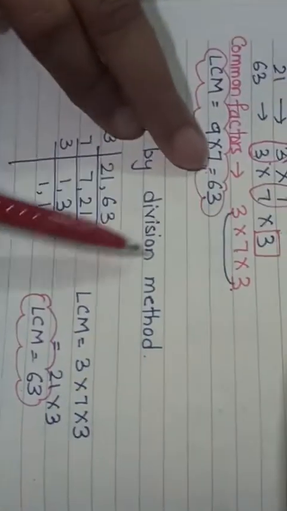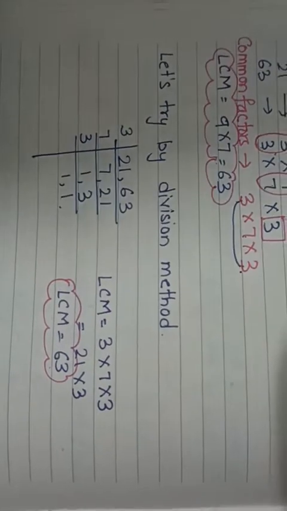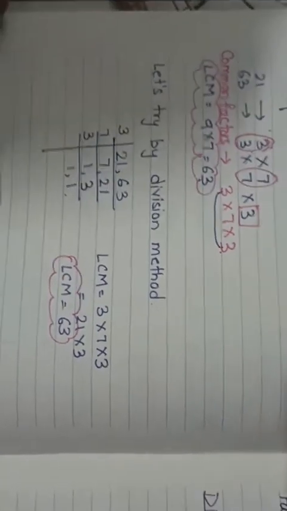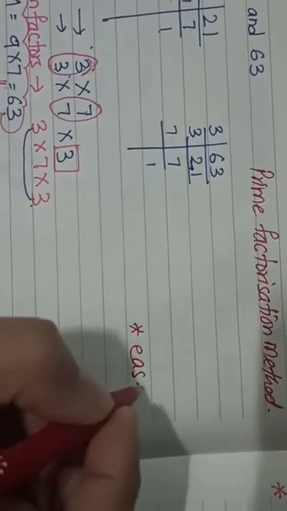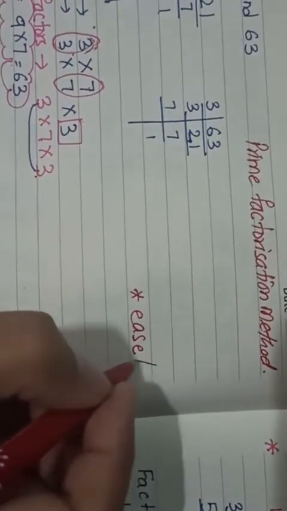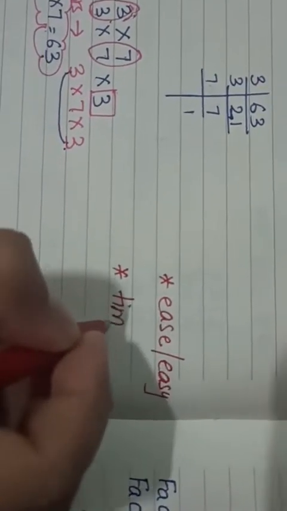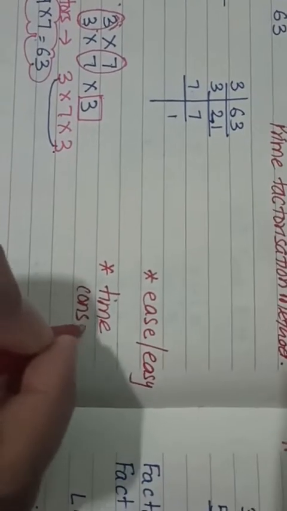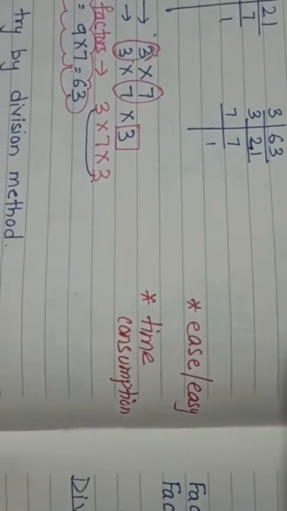So by both the methods we see we get the same answer. It is you as a student who has to see. First of all, you will see your ease. Which one is easy? Which one do you feel is easy? And how much time is consumed? What is the time consumption taken by you? So it depends on student to student.